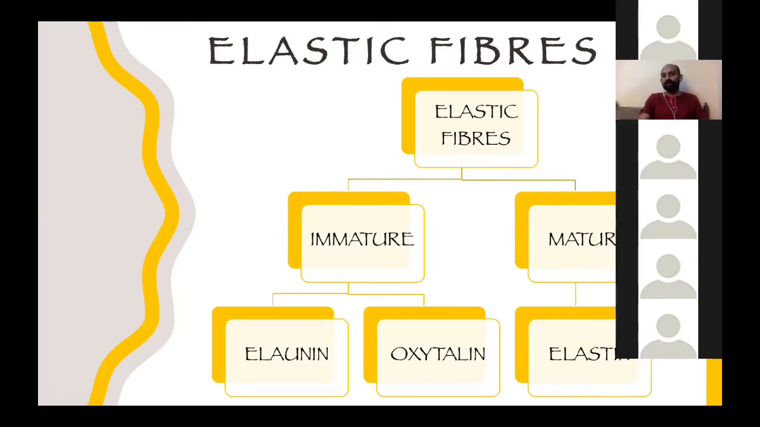Okay, so now again I'm repeating, the fiber systems are: number one, collagen. In collagen we saw principal fibers. Number two, we saw reticular fibers. Number two, we saw Sharpey's fibers. Number three, we saw intermediate plexus. And number four, we are reading about elastic fibers. In elastic fibers, you have three types: elastic, oxytalan, and elaunin. Among these, elastic is a mature fiber, and elaunin and oxytalan are immature fibers.